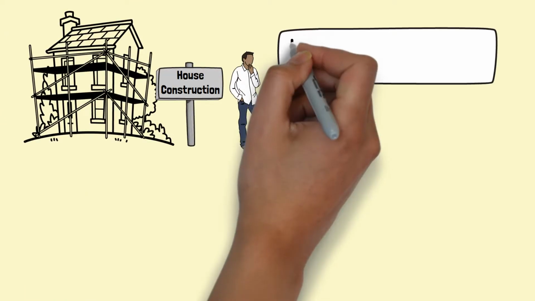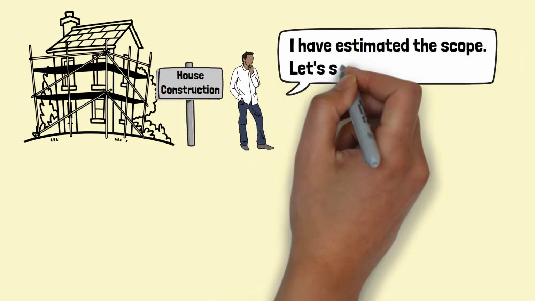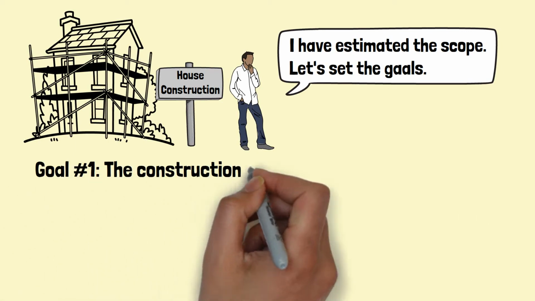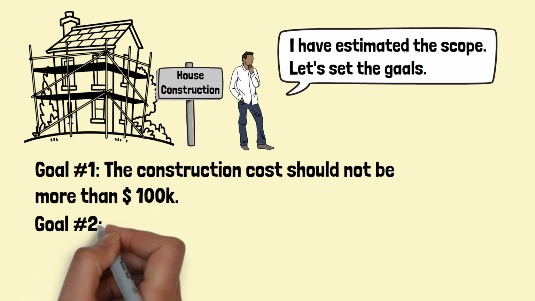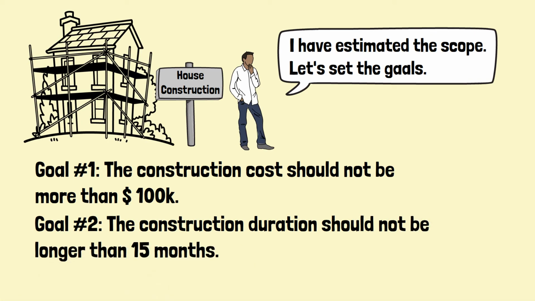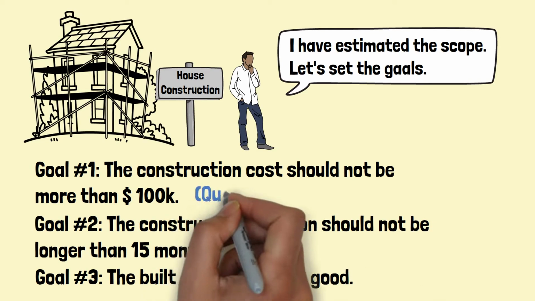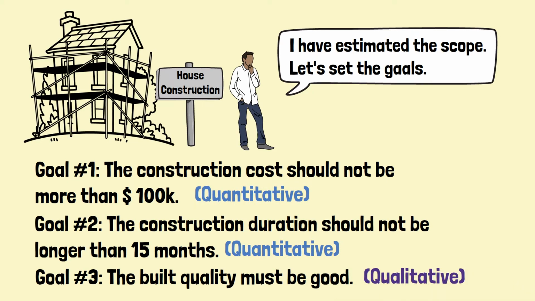The house owner, John, has done his estimate of the scope, and has set 3 goals, or objectives, for his house construction project. Goal number 1, the construction cost should not be more than $100,000. Goal number 2, the construction duration should not be longer than 15 months. And goal number 3, the built quality must be good. The first 2 goals are quantitative, as their impacts are quantifiable. However, the quality goal is qualitative, and its impact will be described in words.